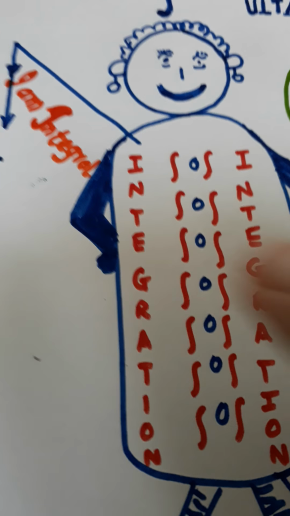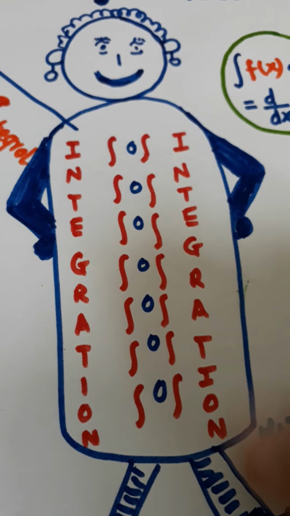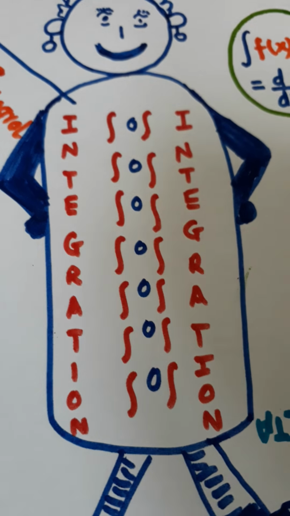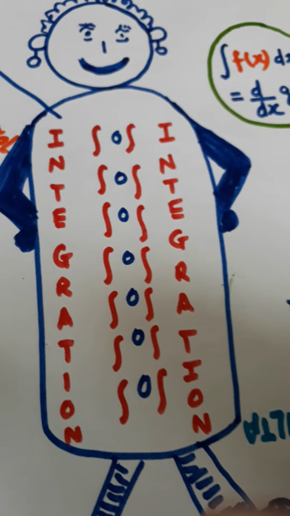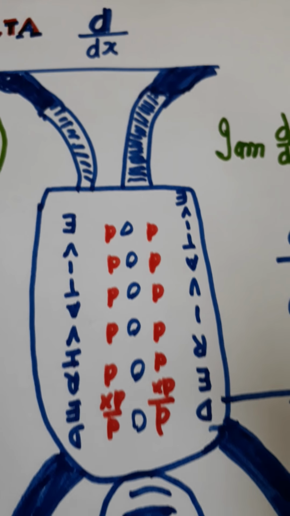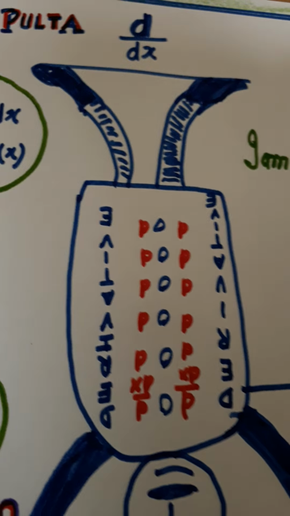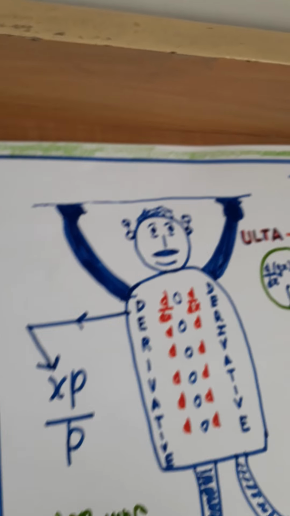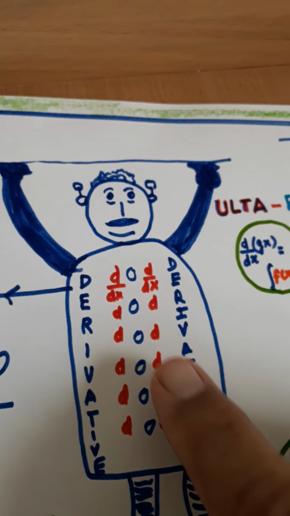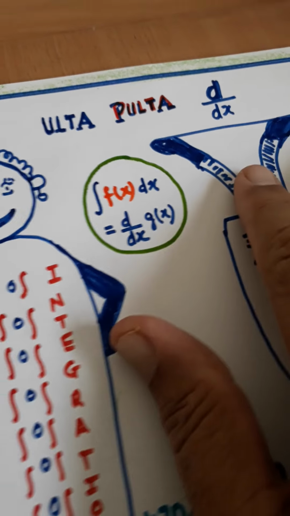This is integration. This fellow is integration. He is saying, I am integral. And on his shirt and this coat also, integration is written. So the symbol is also integration. Now, this fellow is the opposite. Ulta pulta. This is differentiation, derivative. We turn it upside down. Now look here, it has become the derivative, d/dx. This is the derivative. Ulta pulta.